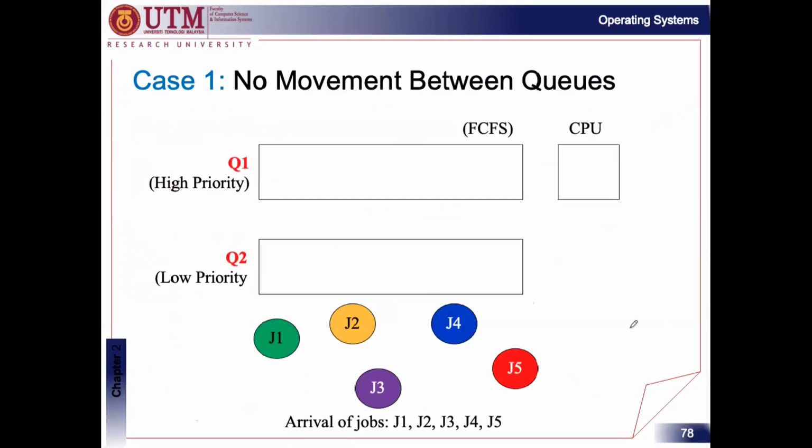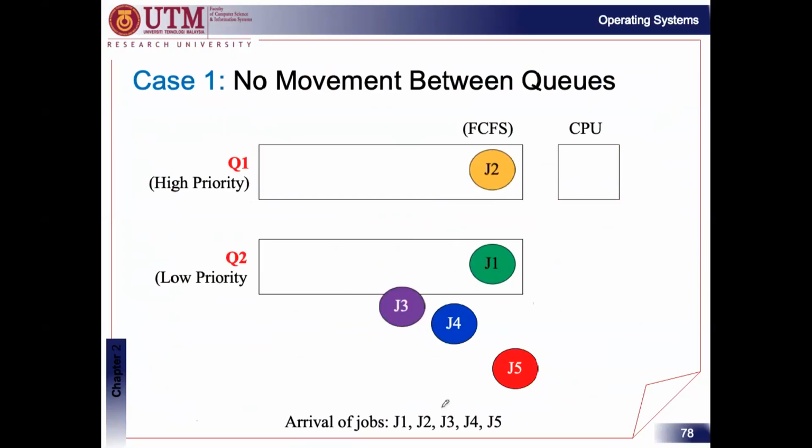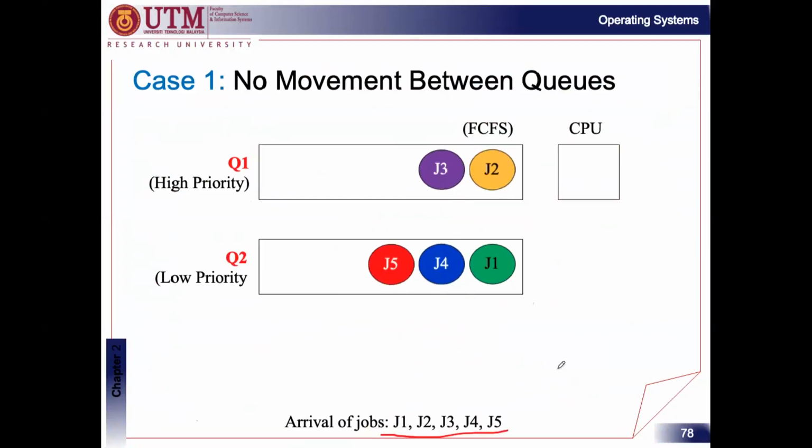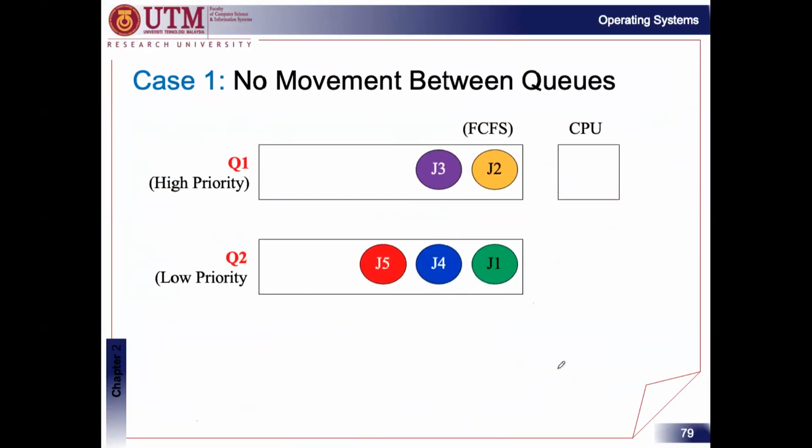No movement between queues. For example, we check the arrival of jobs first: job 1, job 2, job 3, job 4, job 5, and which one will go first based on that. Please double check that. And then after that, which one should start first? High priority, next low priority, and so on. Please go through this video and also the slide to help you understand more about case 1.